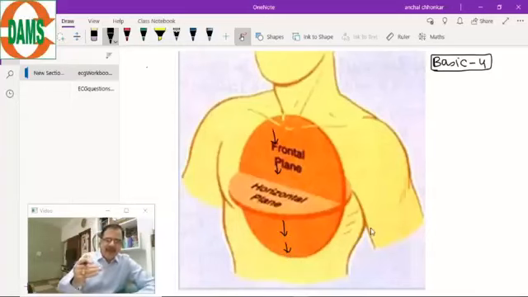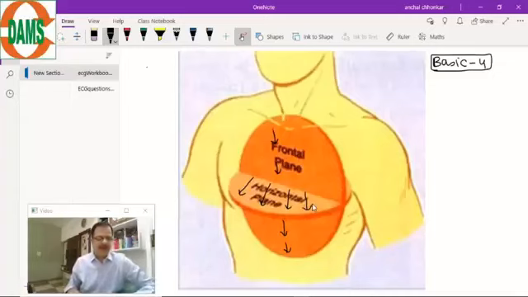And the second plane will be a horizontal plane. The current will be traveling from the endocardial side to the epicardial side, like this. So this is the endocardial side, and this is the epicardial side. The current is traveling from endo to epicardial. So this is a horizontal plane.